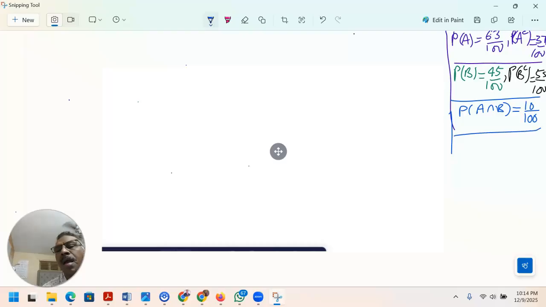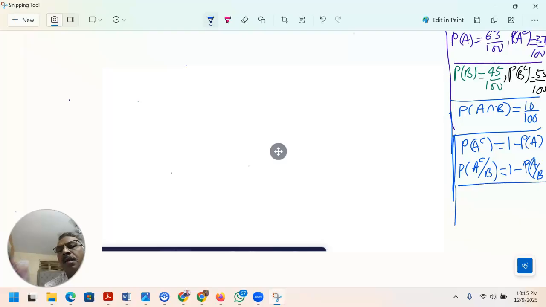Now one more thing you have to remember, the main formulas are: we know probability of A complement is 1 minus probability of A, and this also works when B has occurred. It is also equal to 1 minus probability of A when B has occurred. So this is what we are going to use in between.